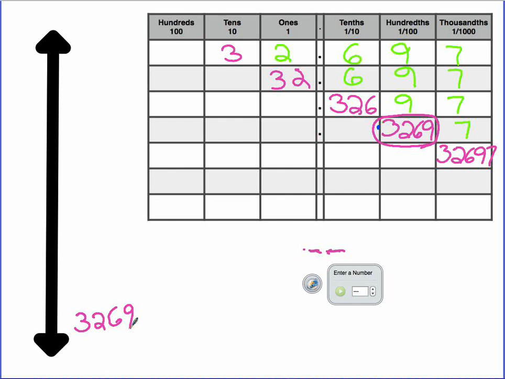What's your maximum number going to be? Maximum. 3,270, and what's your halfway point? 326.